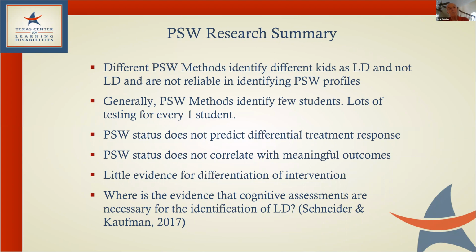So to summarize the research, different PSW methods identify different kids as LD and not LD. They don't overlap, and they're not reliable in identifying PSW profiles. I didn't show you that research, but that's another set of papers that we have. Generally, PSW methods identify few students. There are lots of testing for every single student. PSW status does not predict differential treatment response. It does not correlate with meaningful outcomes. There's little evidence for differentiation of instruction.